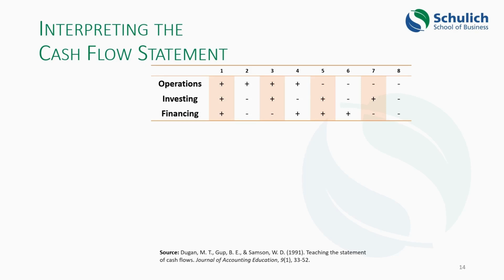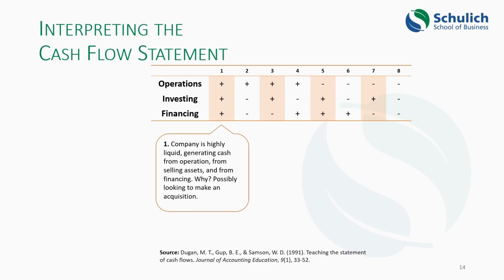So let's look at one of these. The first is if you have positive cash flows in every section. So the operating section is generating good cash flows. They're also producing cash by selling off some of their assets, and you'd have to ask what kind of assets they're selling. And then they're also producing cash through financing, either by borrowing or issuing new shares. So, what might be happening here?